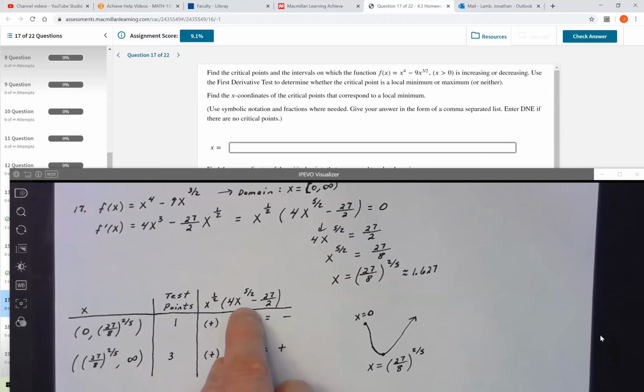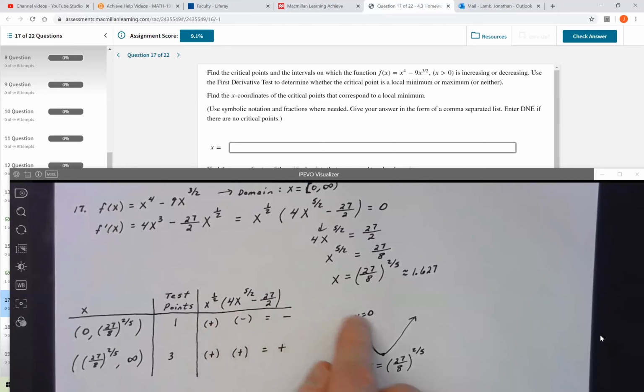The second factor, though, pretty easy to plug in. Didn't need my calculator for it. It's going to be 4 times 1, which is just 4, minus 27 over 2. 4 minus 13 and a half. Clearly, that's going to be a negative. So I have a positive factor times a negative factor. My first derivative is negative in this region.